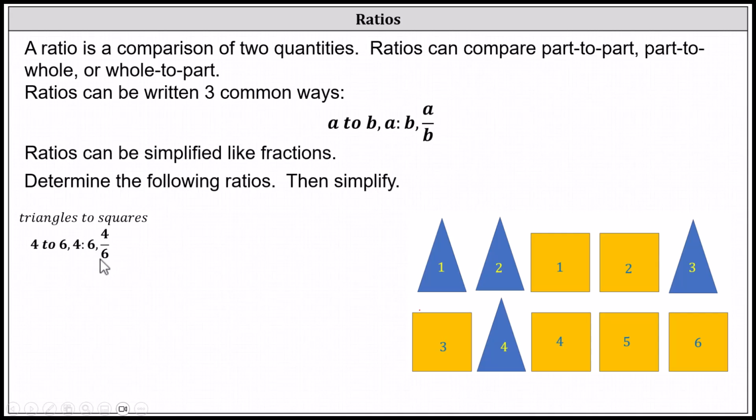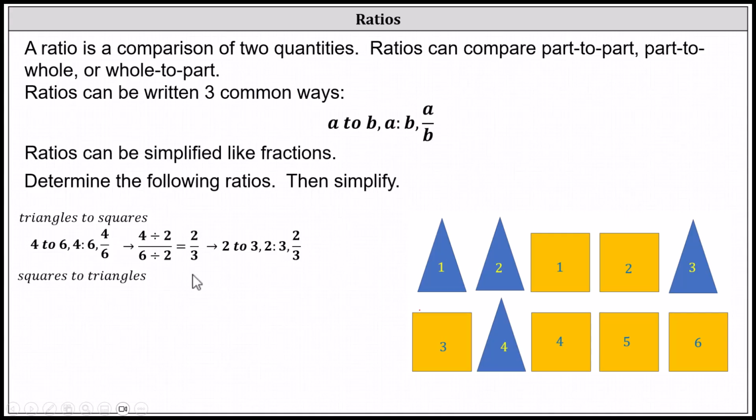4 to 6, which again can be written in any of these three ways. However, this ratio can be simplified. Looking at the ratio in fraction form, we simplify ratios just like fractions. Notice 4 and 6 share a common factor of 2. We can simplify the ratio by dividing both 4 and 6 by 2, which gives us a ratio of 2 to 3, which again can be written in any of these three ways.